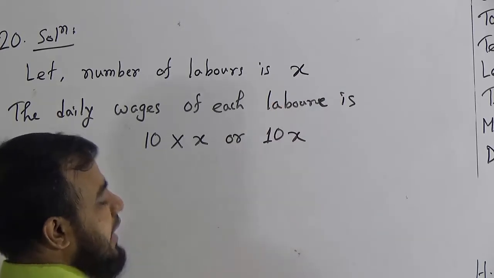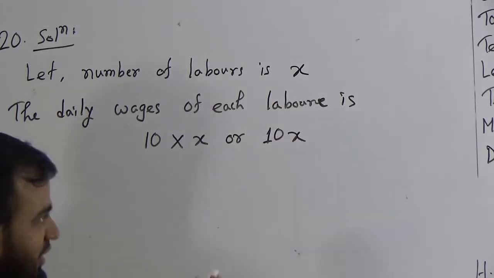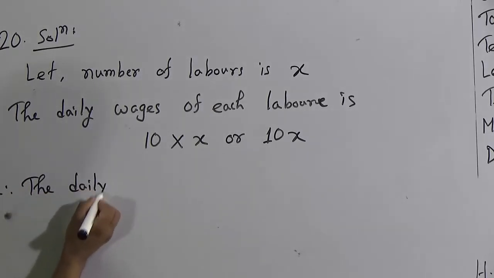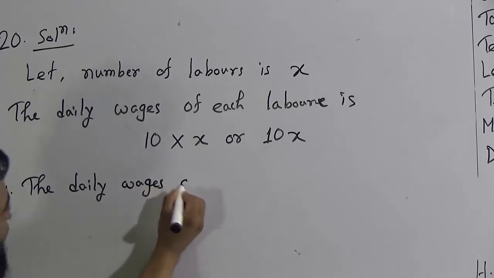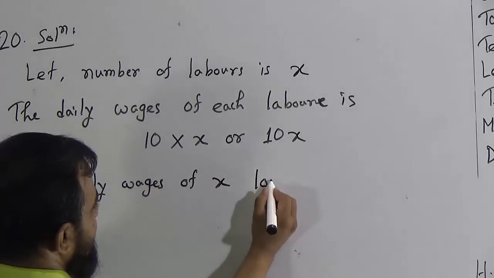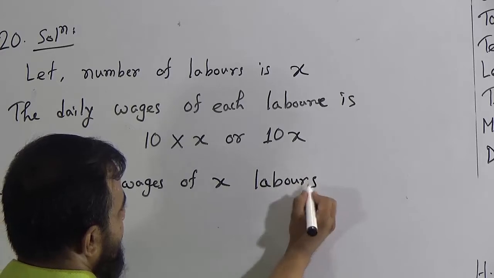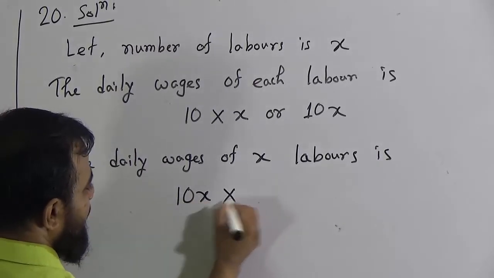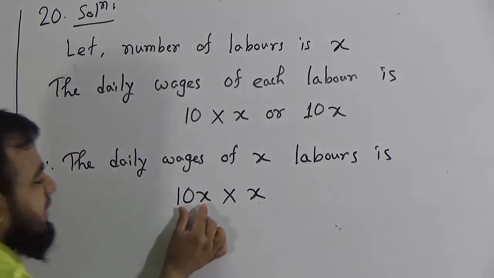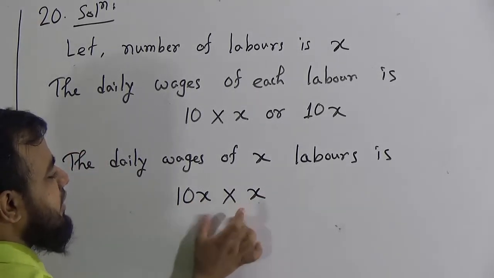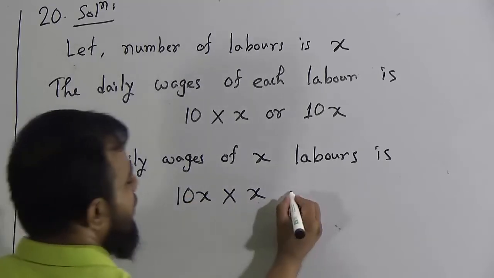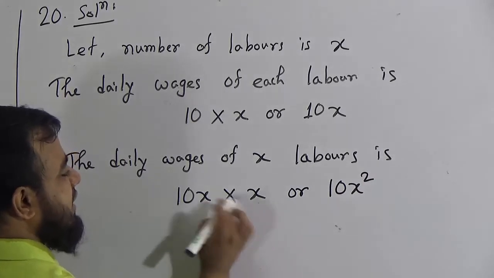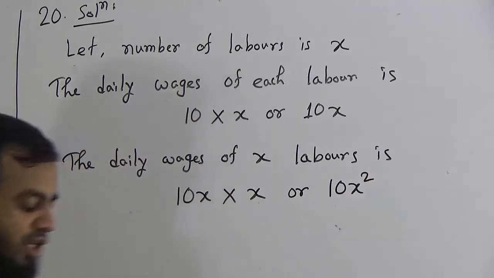And what is the income of x labors? It will be 10x multiplied by x. Therefore, the daily wages of x labors is how much? It is 10x multiplied by x, because 10x is the income of one labor, and 10x multiplied by x will be the income of x labors. Or you can write it as 10x squared, because x times x makes x squared. This 10x squared is the total wages.